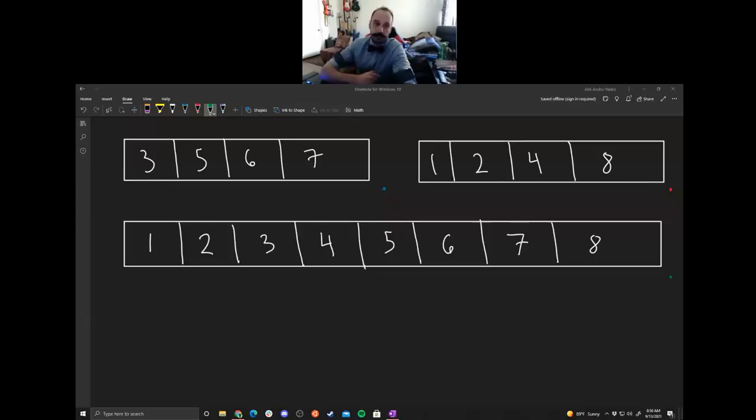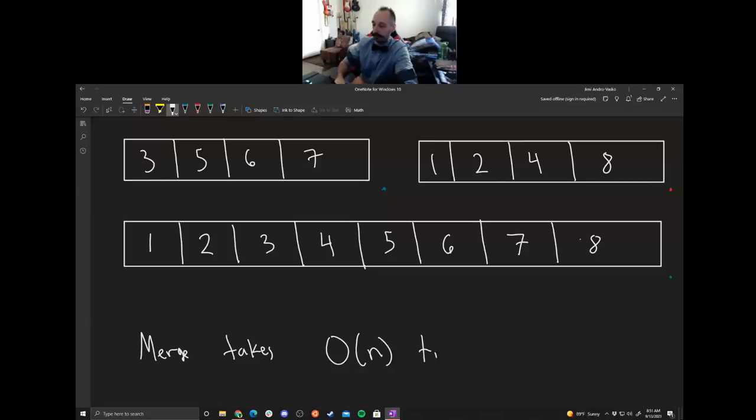So that's all merge is, and let's first look at the runtime for merge. So what's the runtime for doing merge over here? Well, let me see. We have 4 elements in this array, 4 elements in that array, so we had 8 elements in total. We did actually 8 steps to merge them. So I'm going to go out on a limb here and say that the merge operation takes O of n time. It's a relatively fast operation.